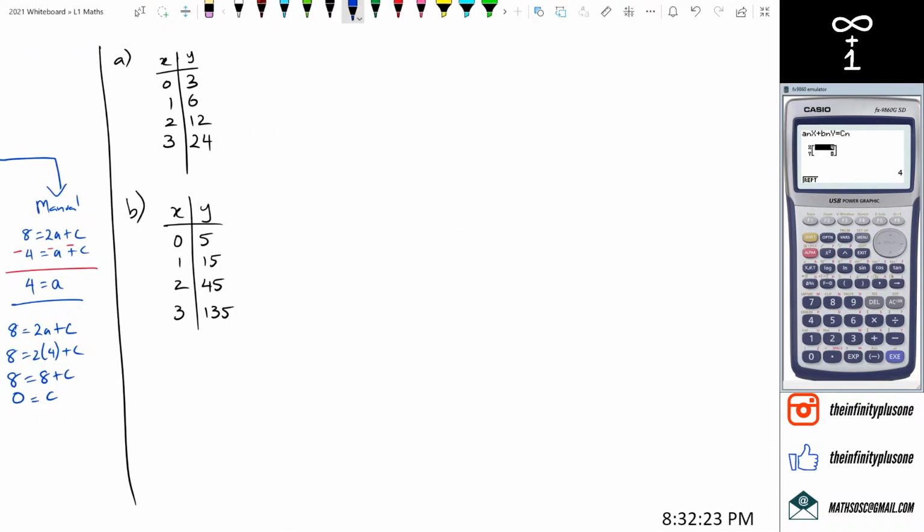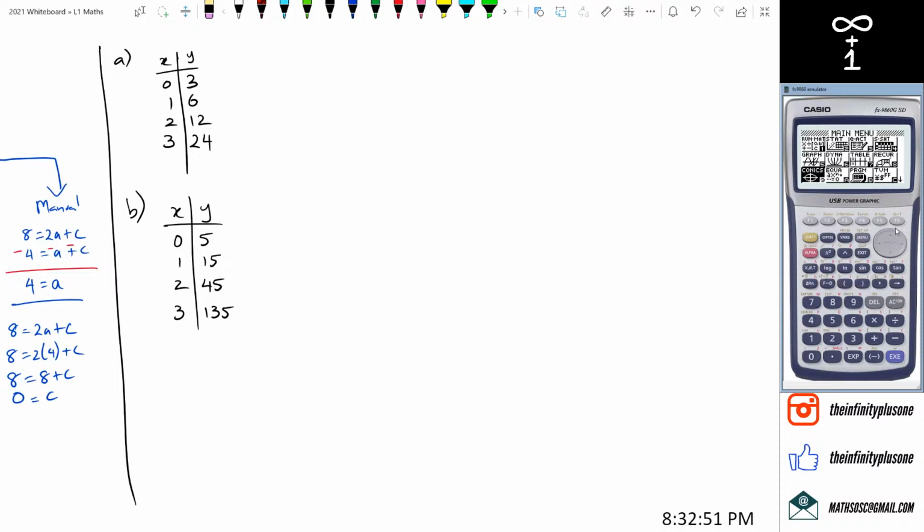Okay, so the first thing is having a look at this question, right? Now, here's a good question. How do we know if a table that's been given to you is whether it's an exponential, whether it's a linear, or whether it's a quadratic? So my simple tip for that is this. You've got to have a look at your y values and then see what's happening to the y values.